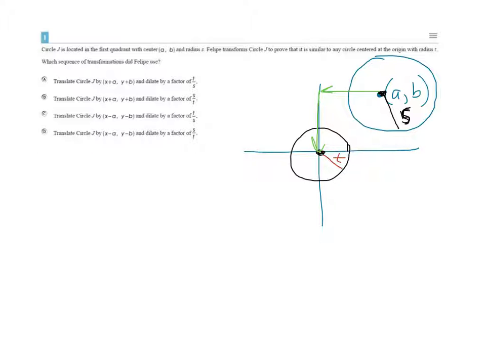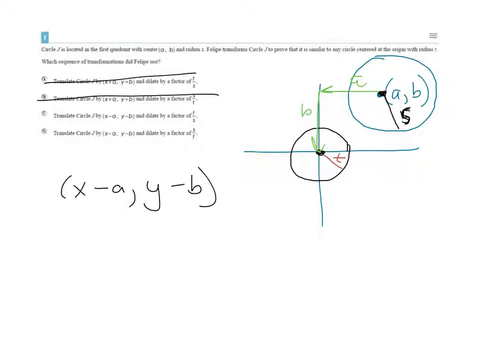Since we know this distance is a because the center is (a, b), and this distance is b, to translate it, the rule we would use is we would take the x's and subtract a because we're moving left a, and we'd take the y's and subtract b. So right away, I can eliminate these two because I know my rule to get the centers the same is minus a, minus b. Now I have to figure out what the scale factor is.